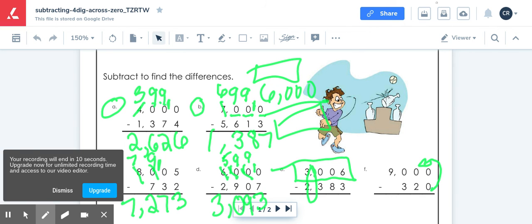If it doesn't, then we can go ahead and do some small group regrouping and do a little extra practice on it. Okay?